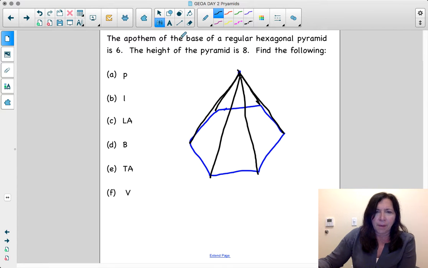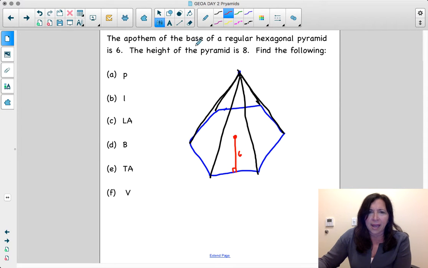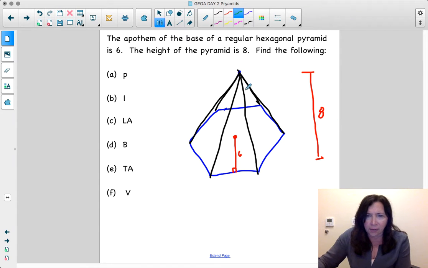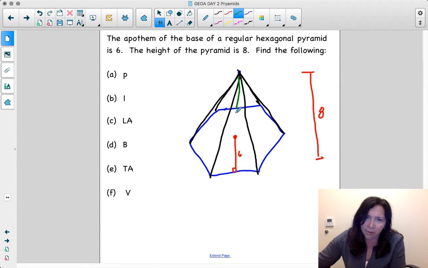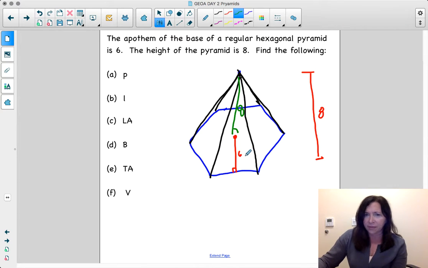The apothem of the base is 6. So that's 6 right there. That's what they just said. The height of the whole pyramid is 8. So we know that the whole height is 8, okay? Now, that's okay to write it on the side, but technically it's like what this is here, right? Like that, that's 8, okay? Find the following. So the perimeter, well, I need the length of one side. I don't have the length of one side, but I do have the apothem.